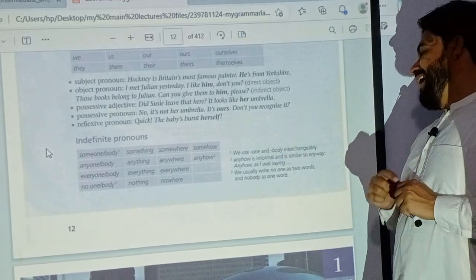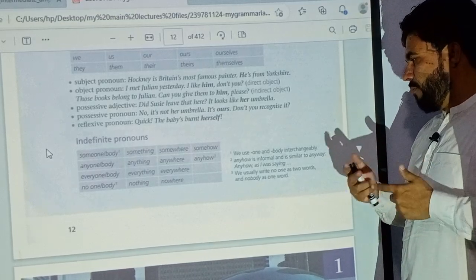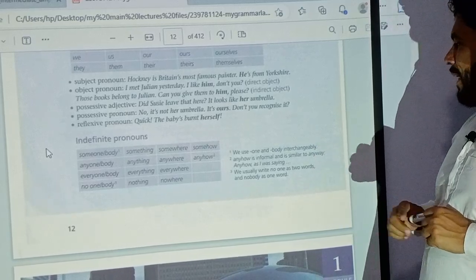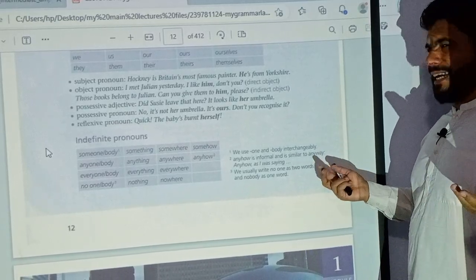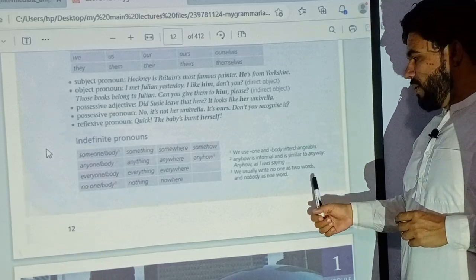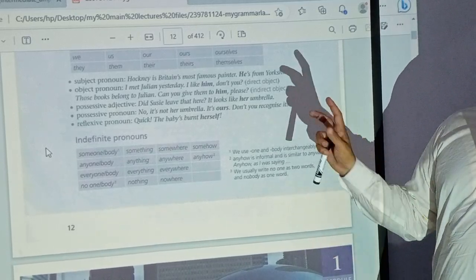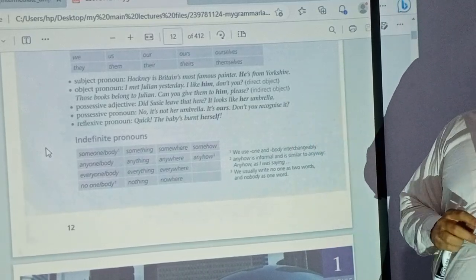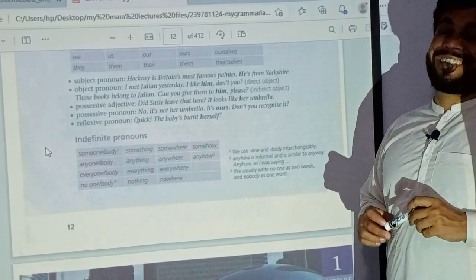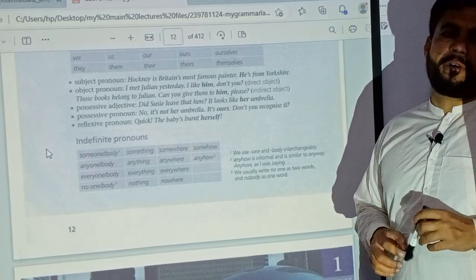We use one and body interchangeably. You can replace them. Anyhow is informal, similar to anyway. Anyhow, as I was saying. We usually write no one as two words and nobody as one word. Now these are the differences. No one, two words separately, and nobody, one word. And with these indefinite pronouns, we put a singular verb because they are treated as singular pronouns.